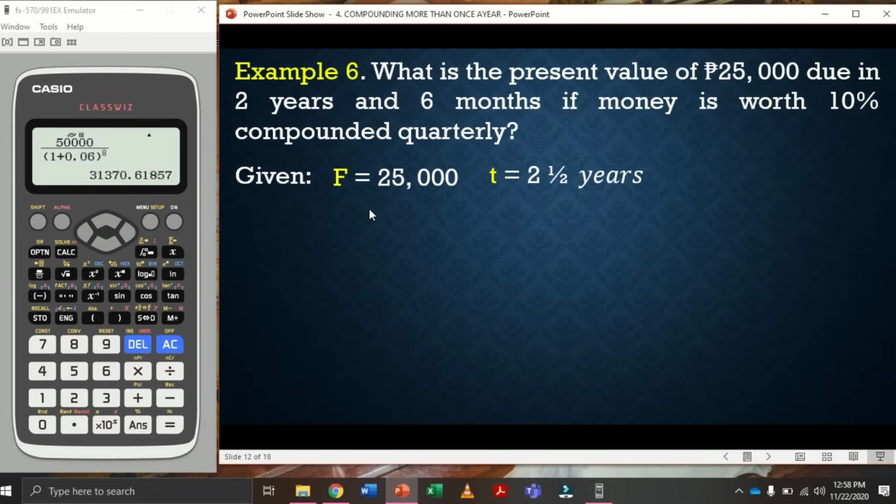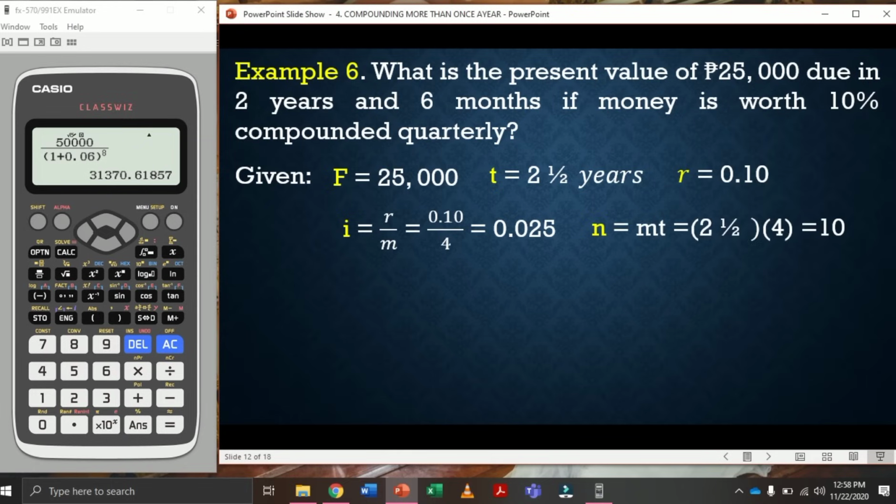So, T is 2.5 years kasi 2 years and 6 months, 2.5, okay? And then, R is 0.10 because of 10%. And then, yung M natin is, okay, so hindi nakalagay yung M natin. So, yung M natin dyan is compounded quarterly. So, ibig sabihin yung M natin dyan is 4. Alright? So, compute natin yung I, 0.10 divided by 4, that is 0.025. So, ulitin ko lang, yung M natin dyan is 4 because that is compounded quarterly. Kaya yung M natin 4. So, yung N natin 2 and 1/2 times 4, the answer is 10.